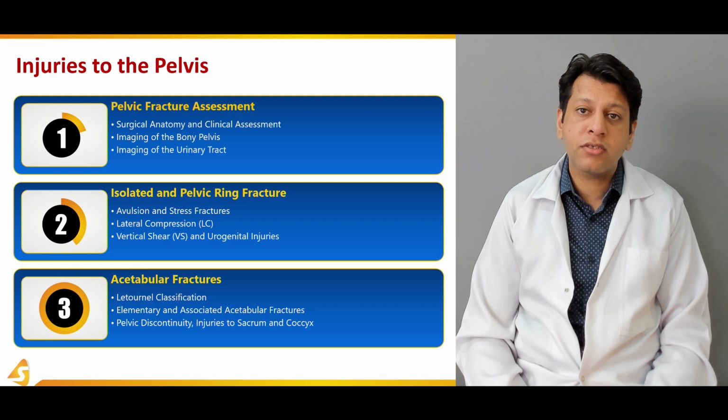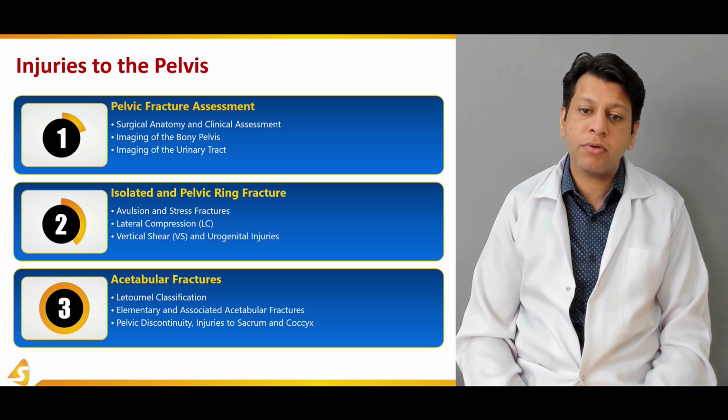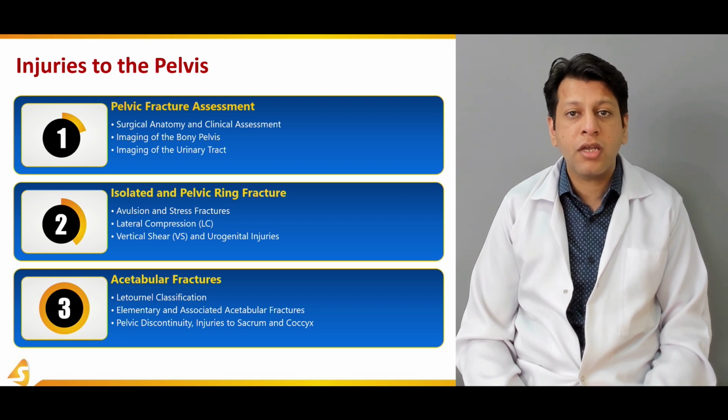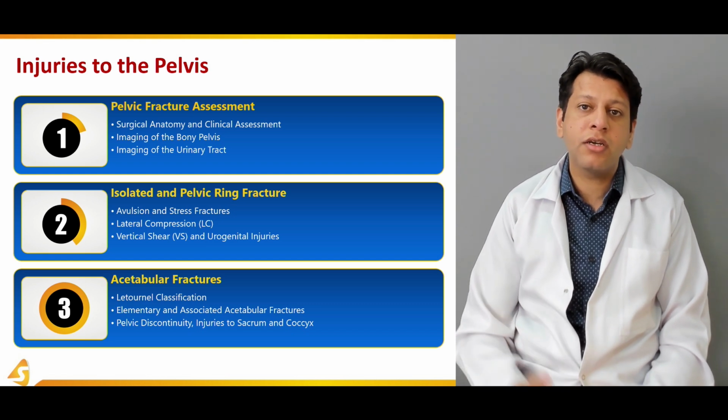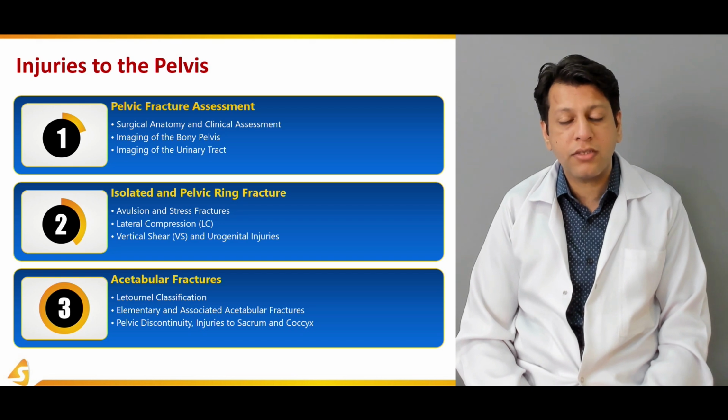and in Young-Burgess you have two types of fractures, that is anterior posterior compression and lateral compression fractures, and the third type is called a vertical shear fracture. We'll be briefly discussing the Stahl and Young-Burgess classification in the second section.